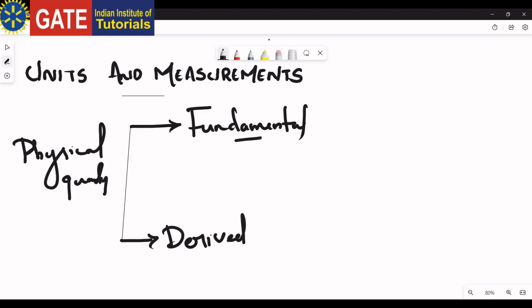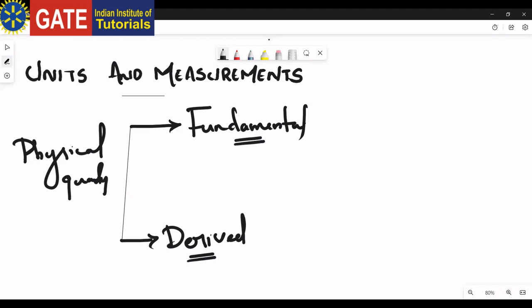So what is a fundamental physical quantity and what is a derived physical quantity? Any physical quantity that is directly obtained from a measurement, say for example length, mass, time. All these are directly measured. If it is a measurement of length, we'll have a device, a scale or a tape or something. We'll be measuring that particular length, right? We do not require any equation to find it out. We can directly measure it from the field. That is what is called a fundamental physical quantity.